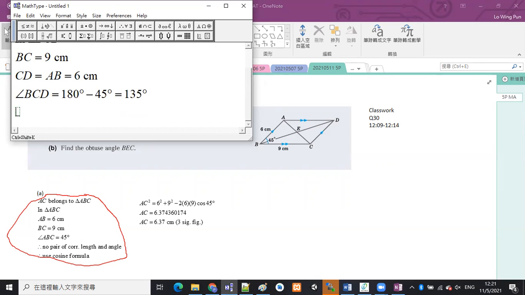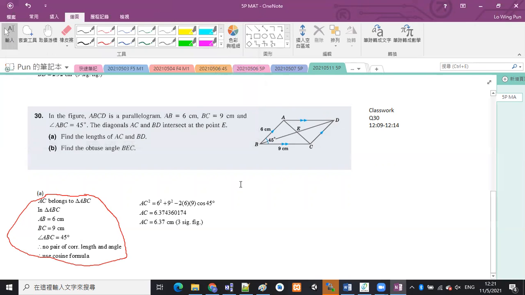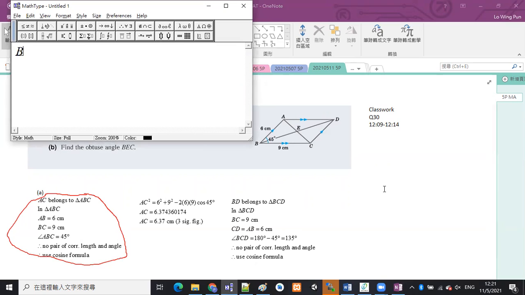Okay, so there is no pair of corresponding length and angle. Therefore, we need to use cosine formula again. Okay, this is the thinking steps for BD. So in triangle BCD, BD squared is equal to 9 squared plus 6 squared minus 2 times 9 times 6 cosine. This time it is 135 degrees.